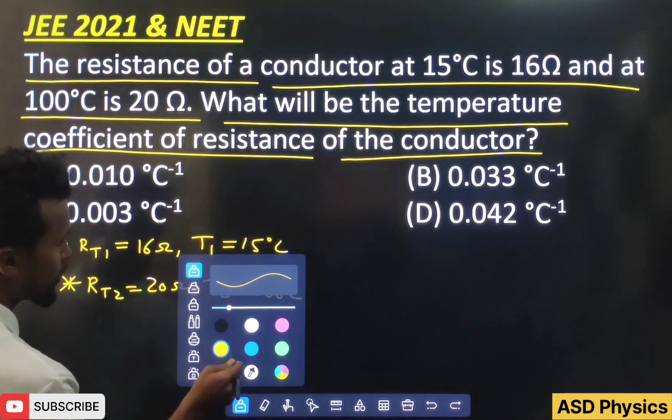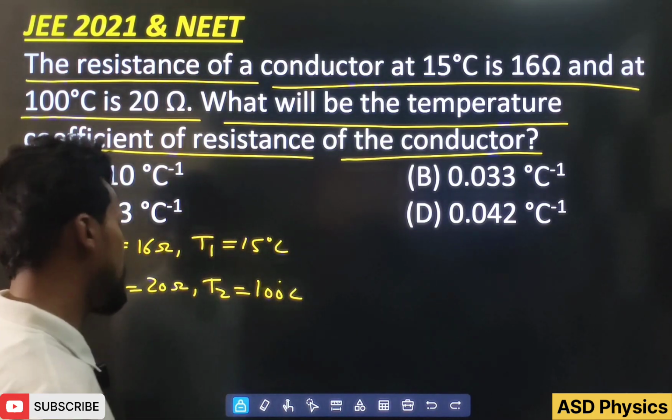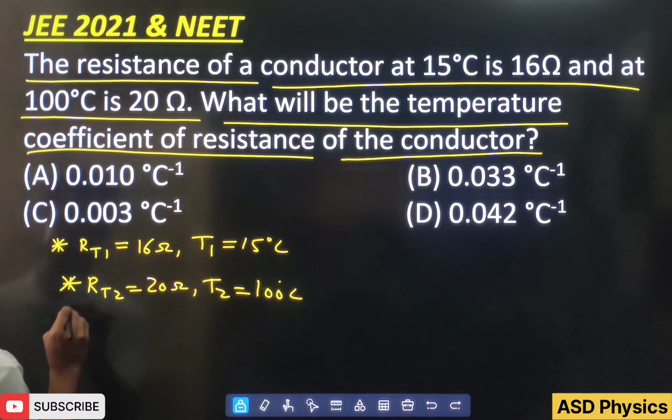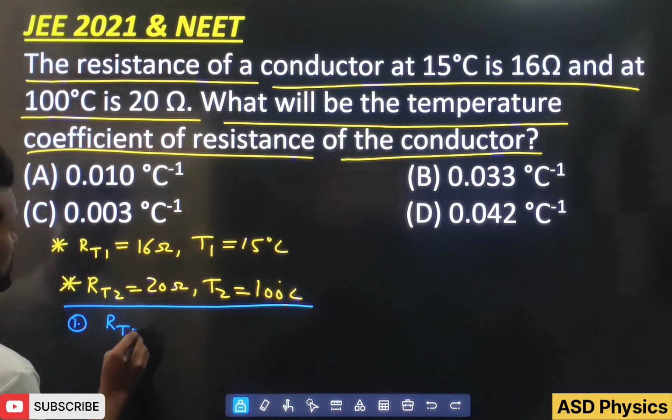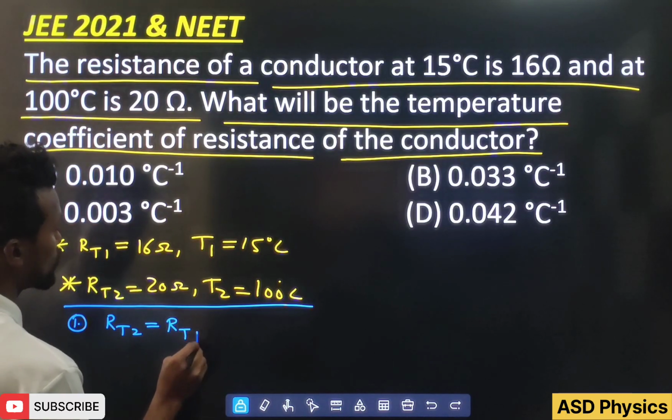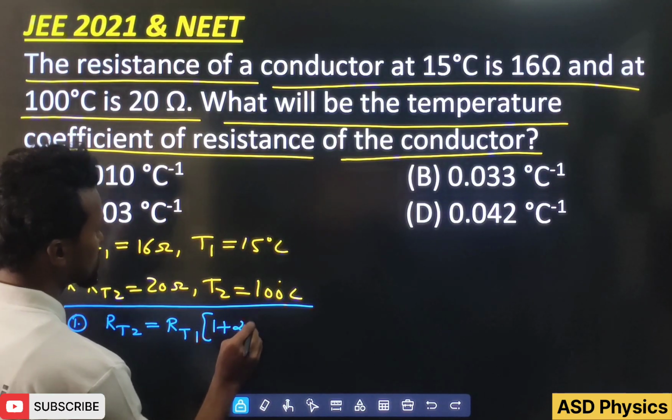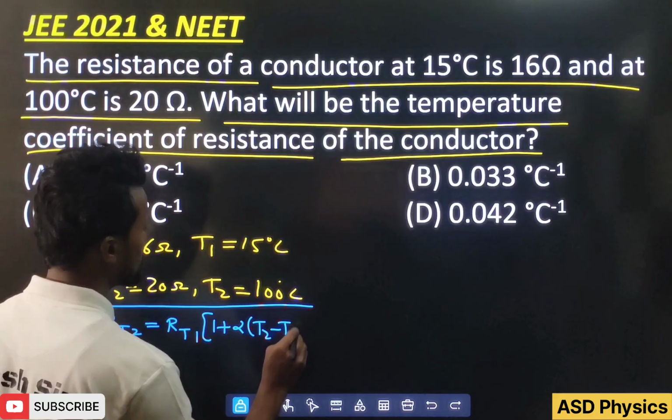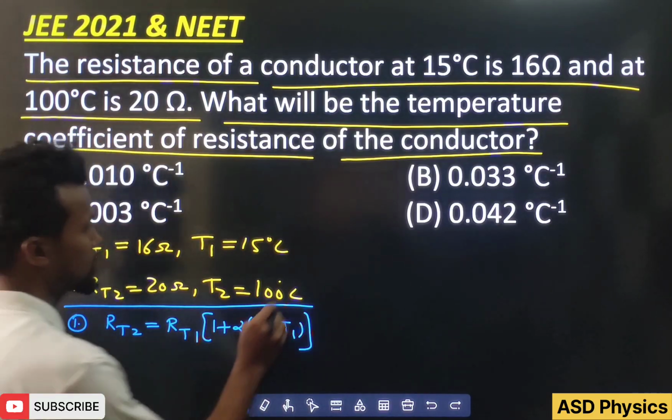When this kind of situation comes, there are two ways to solve this question. First, I am going to do method 1. For method 1, write down like this: RT2 is equal to RT1 times 1 plus alpha (T2 minus T1). This formula you have to use to get the answer.